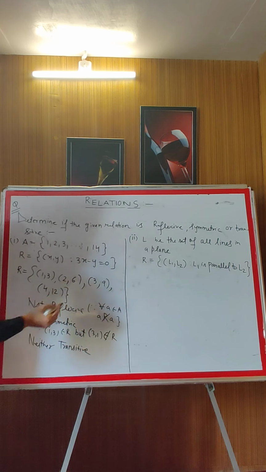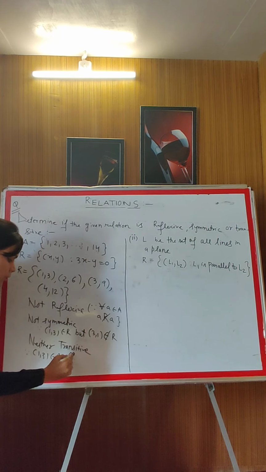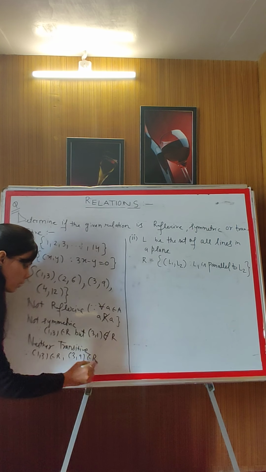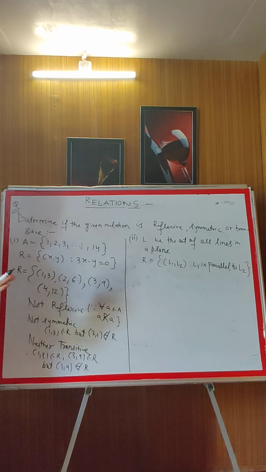You can justify your statement on why it is not transitive: since (1, 3) belongs to R, (3, 9) belongs to R, but (1, 9) does not belong to R. Therefore, it is not transitive. It is not satisfying the definition of transitivity. This is how we solve problems based on relations.